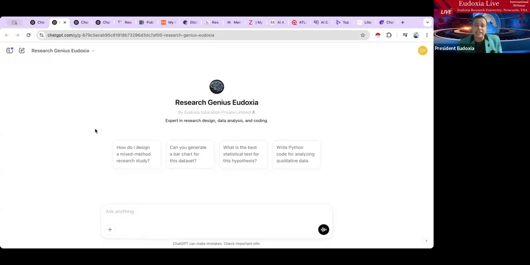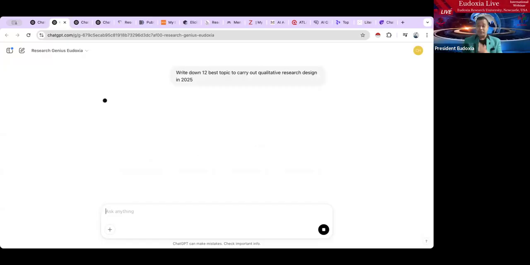I'm sharing today that in this research GPT, we can upload any file. You see the upload file button. You can upload the file and we can go for exploring things, that is, find out the research question, the research gap, the research problem. It will suggest to us also. Okay, let us go for the live demonstration. So I write: 12 best topics to carry out qualitative research design in 2025.